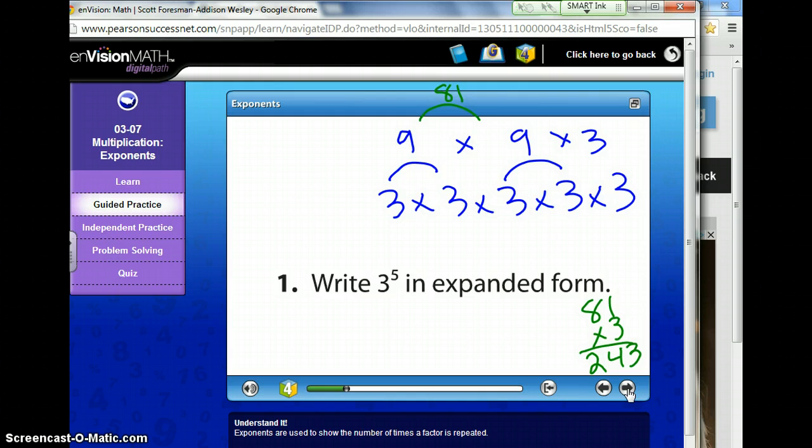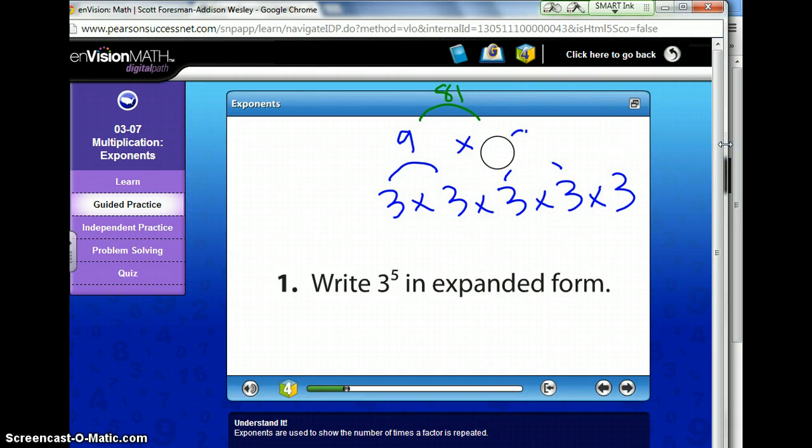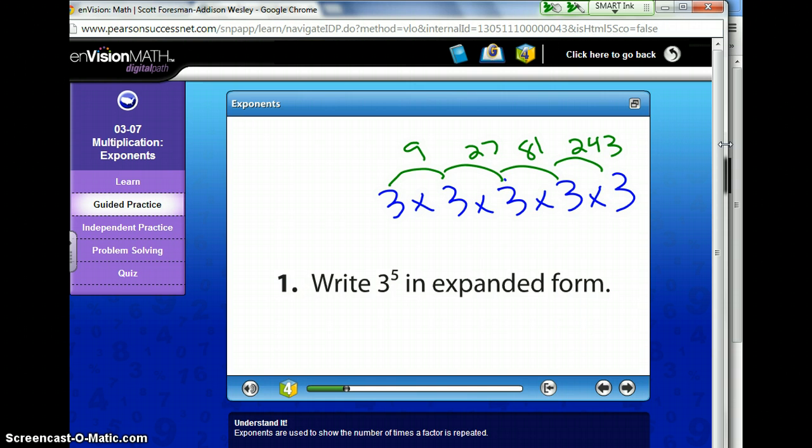Yeah. Now, was there another way I could have done this? You bet. Whoop. Let me show you. I could have taken 3 times 3 is 9. 9 times 3 is 27. 27 times 3 is 81. And 81 times 3 is 243. It's up to you. You get to decide.